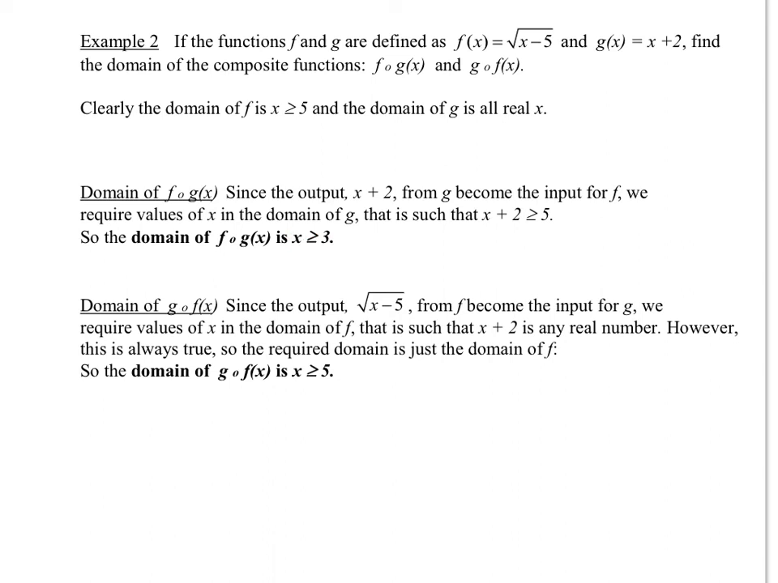And then if you try the domain of g of f of x, it doesn't actually matter what the output of the square root of x minus 5 is, because g of x can deal with anything. You can take any value and add 2 to it. So the only thing we have to worry about is that whatever value of x we take, we can then get the square root of x minus 5. Okay, so the domain of g of f of x is just x bigger than or equal to 5.